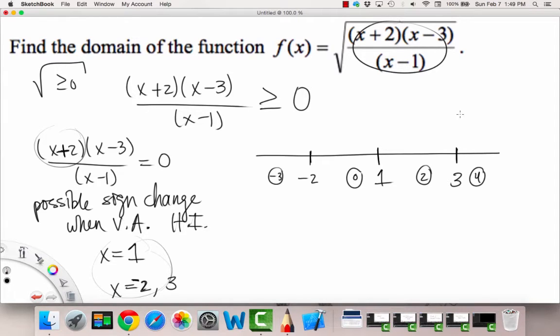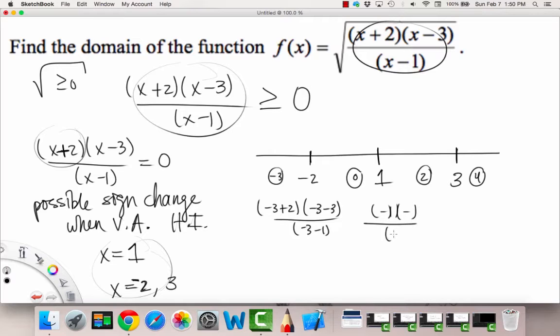We plug each of these test points into this expression and see if it's positive or negative. First, we have negative 3 plus 2 times negative 3 minus 3 over negative 3 minus 1. If we look at the signs, we have negative times another negative, and then over another negative. So this is 3 negatives all in one, which makes it negative. This interval is negative, so that's definitely not going to be in it, because it's not greater than or equal to 0 on this interval up to negative 2.